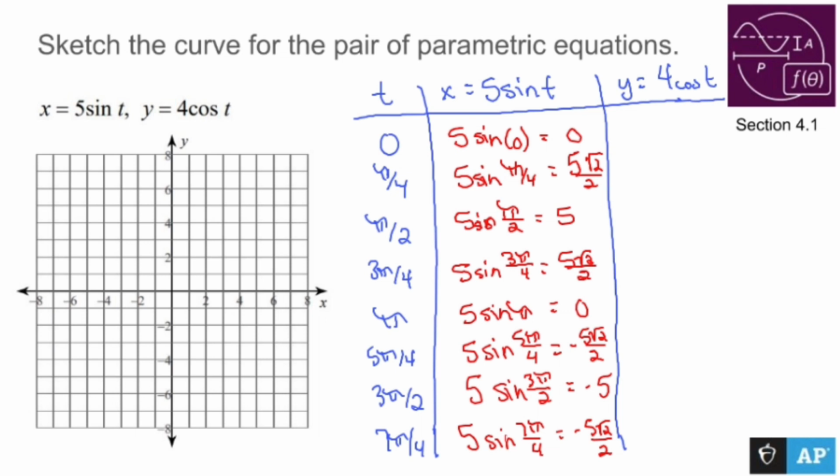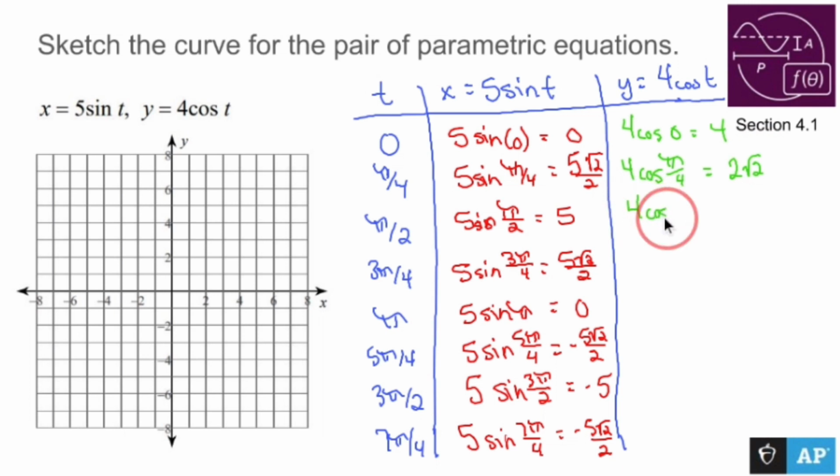All right, fun. Now let's do the cosines. Let's do the y values. You get 4 cos 0, which is 4 times 1, which is 4. 4 cos pi over 4. Cosine pi over 4 is root 2 over 2. So 4 times root 2 over 2 is 2 root 2, because things simplify out.